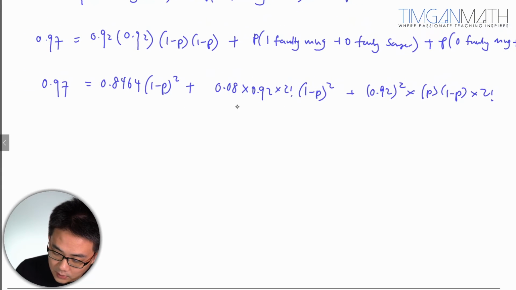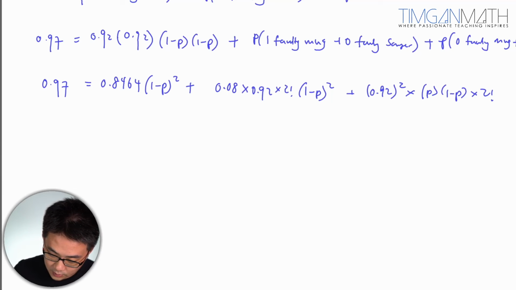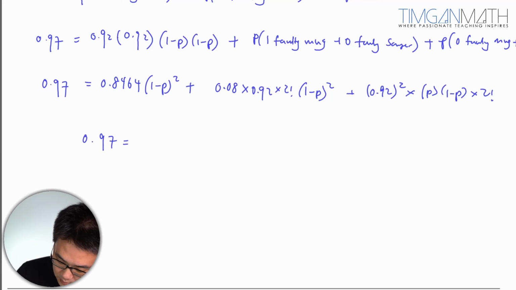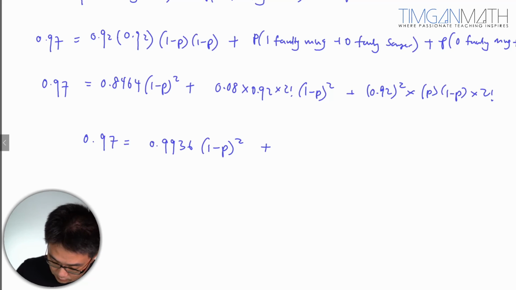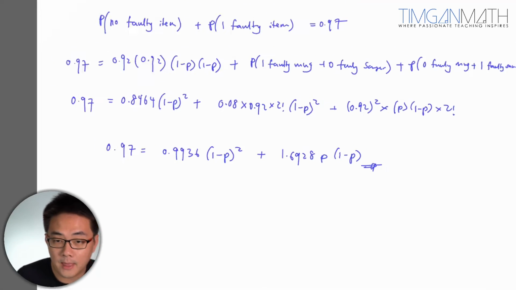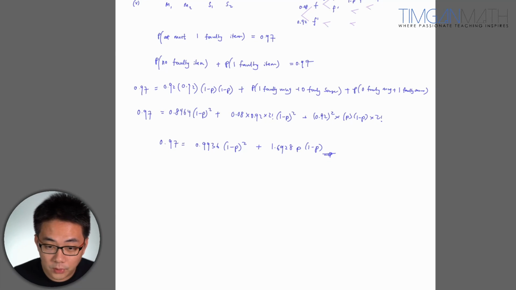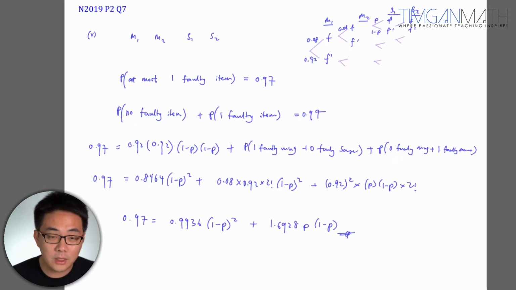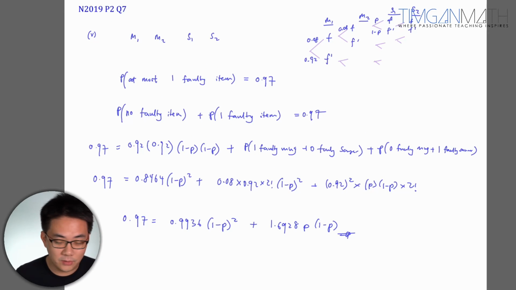So what I do is, these two are the same thing, so I'm just going to merge them. 0.92 squared plus 0.08 times 0.92 times 2, which gives 0.97 equals 0.9936 times 1 minus P squared. The one behind would be 0.92 squared times 2, which is actually 1.6928 P times 1 minus P. Okay, so that is how you do this question here. It's a bit confusing, yeah, but once you've done it, it's pretty okay.